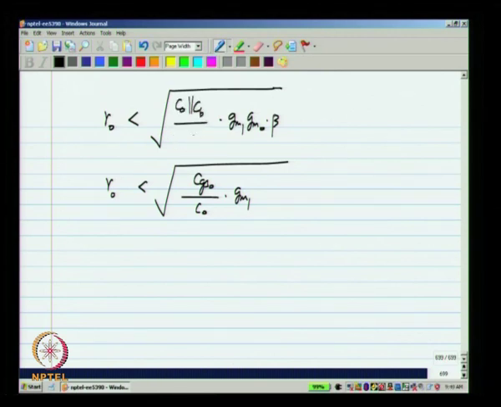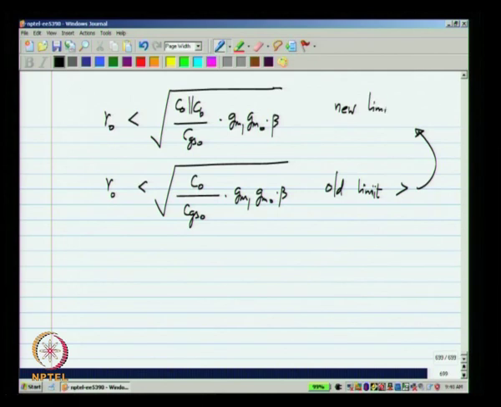C0 in series with CB divided by CGS0 times that, whereas previously we had C0 by CGS0 times GM1 GM0 times beta. Now C0 is much more than CB, so the older limit was greater than the new limit. Basically the point here is that because of the effective series resistance of the capacitor C0 at the output, we are forced to put a much smaller capacitor in shunt with it at the output, so that the high frequency impedance again goes down with frequency.